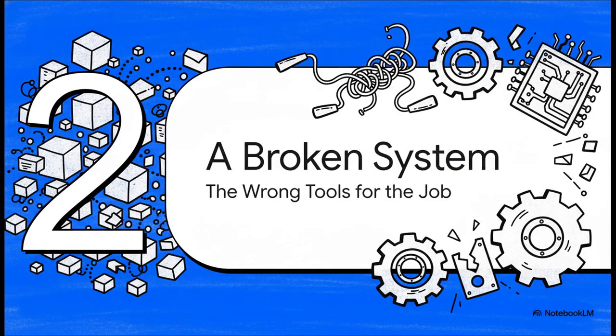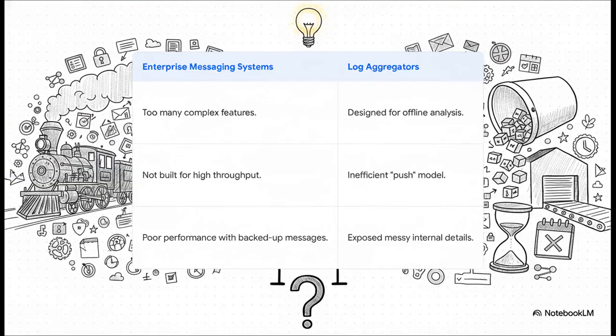And this created a massive problem. The data was absolutely essential, but the systems that were supposed to handle it were completely broken. They just weren't built for this new real-time world. So if you were an engineer back then, you were kind of stuck between a rock and a hard place. You had 2 bad choices. On one hand, you had these big enterprise messaging systems. Sure, they were reliable, but they were also bloated with a ton of features you didn't need for logs, and man, were they slow. On the other hand, you had log aggregators. They could handle a lot of data, but they were built for offline jobs, not the instant, real-time processing that a site like LinkedIn desperately needed.